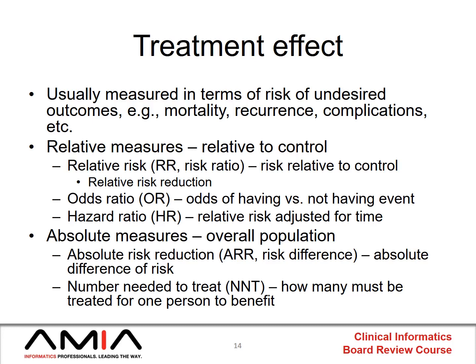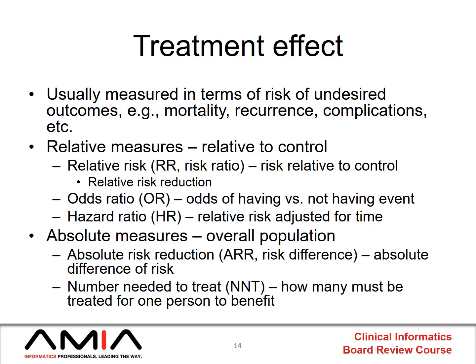Within the relative measures, there are a number of measures that differ somewhat from each other, but still measure risk relative to control. The most commonly used relative measure in EBM is relative risk, or sometimes called the risk ratio, where we look at the risk relative to the control.